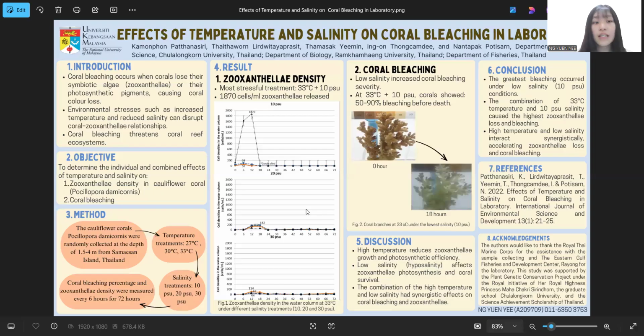So in conclusion, this study shows that coral bleaching is strongly affected by environmental change, especially the combination of high temperature and also low salinity. The most severe response occurred at 33 degrees Celsius and 10 PSU, which caused high zooxanthellae loss and severe bleaching. So it is important to understand all the stress factors for predicting how coral reefs may respond to future environmental change. So that's all from me.